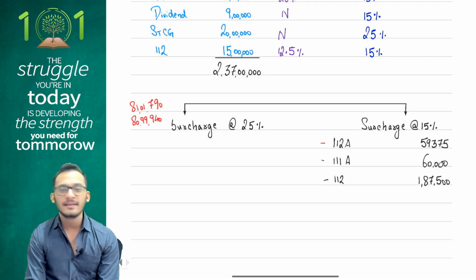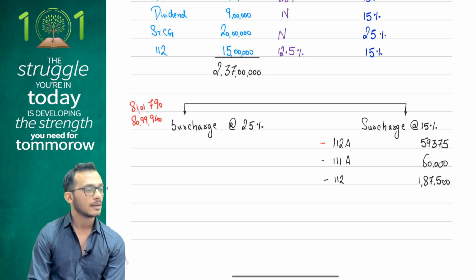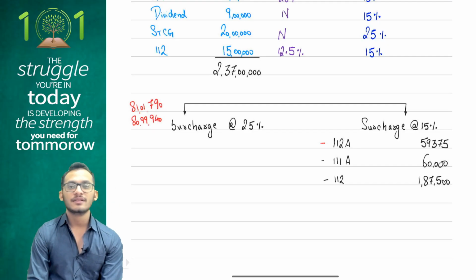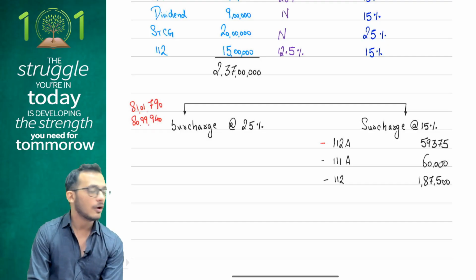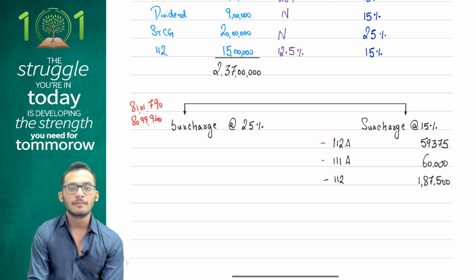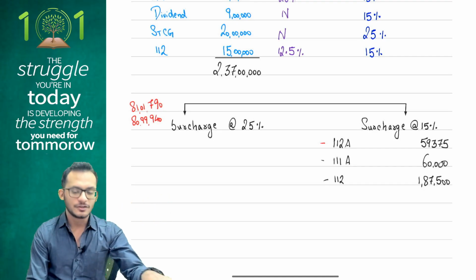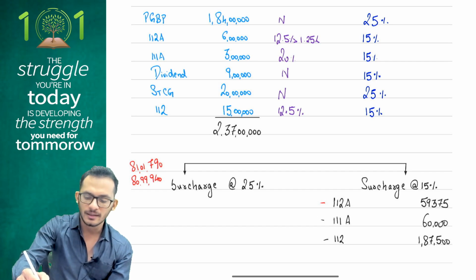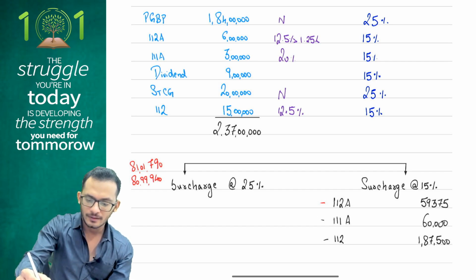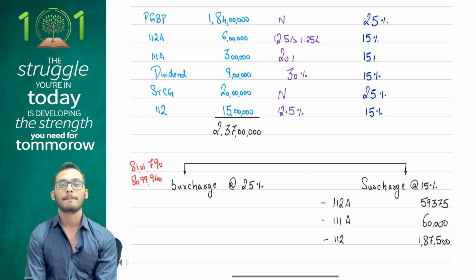But when nothing is given in the law, would I like to go conservative or would I like to go with what is beneficial? I would like to go with what is beneficial, in which case I would prefer to give all of my slab to PGBP and leave everything else for my dividends. The moment you decide that the slab is going to PGBP, I can decide that dividends is going to be taxed at 30% because the slab has been consumed by PGBP.